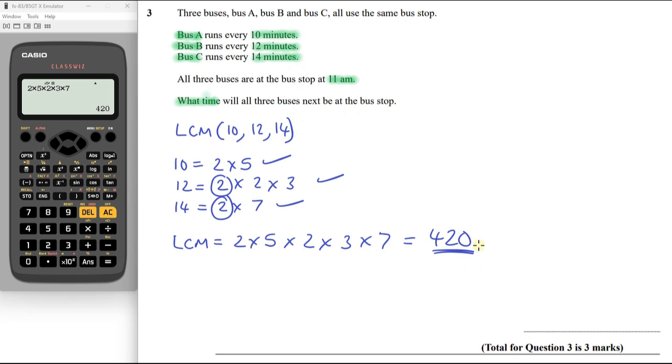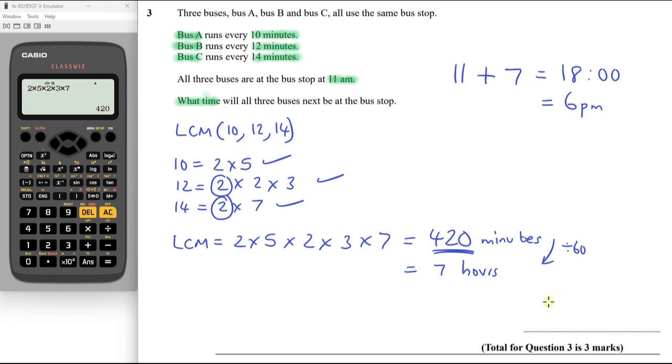And notice that is in minutes. So they're at the bus stop at 11 a.m. And then the next time they're at the bus stop together is 420 minutes later. Well, 420 minutes is exactly the same as 7 hours, because there's 60 minutes in an hour. 420 divided by 60, so let's just write that down. If we're dividing by 60, we get 7 hours. So we just need to add on 7 hours, and that takes us to 18 hours, which is the same as 6 p.m. So let's just write that, 1800 hours is the same as 6 p.m. So they next meet at the bus stop at 6 p.m.